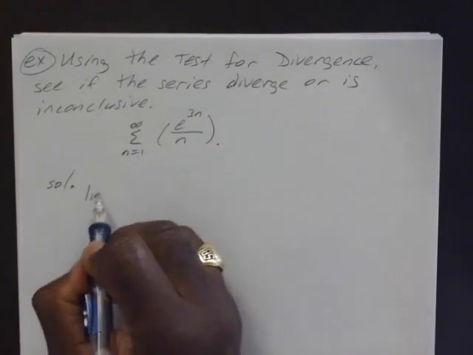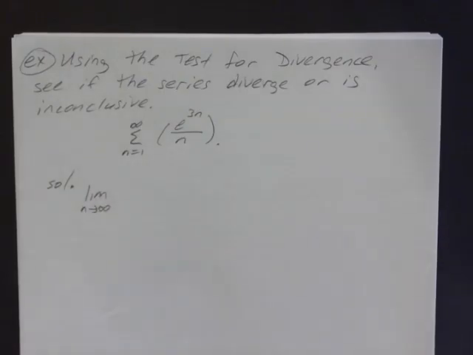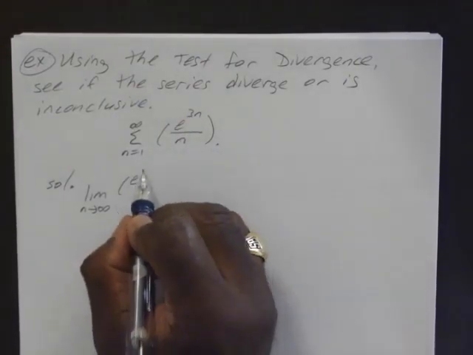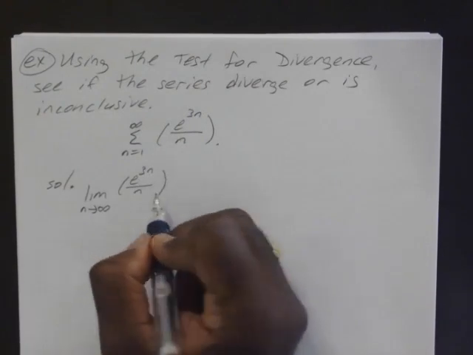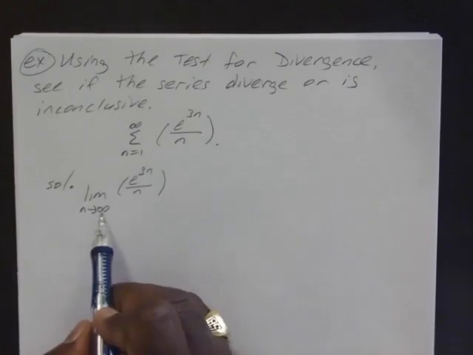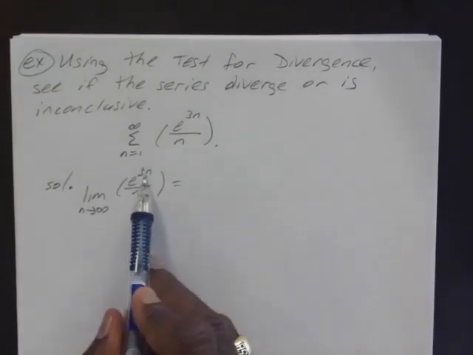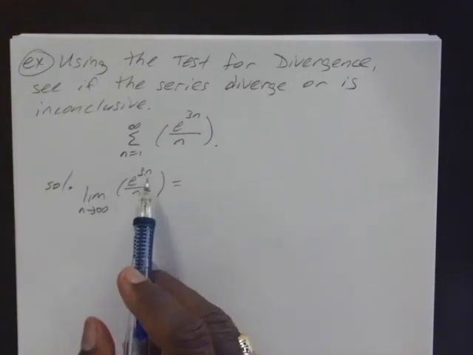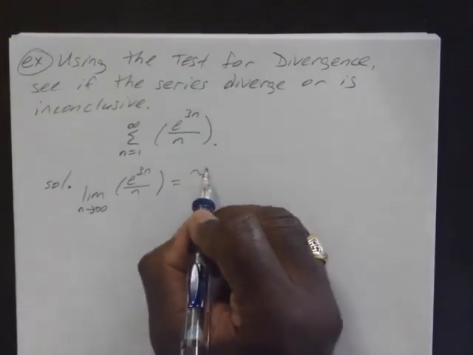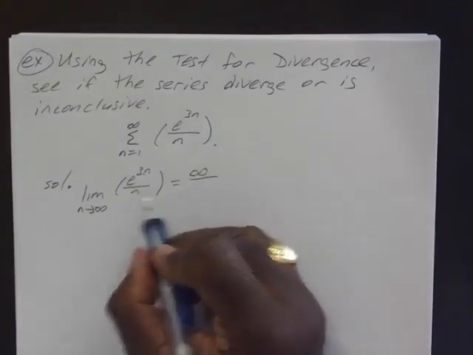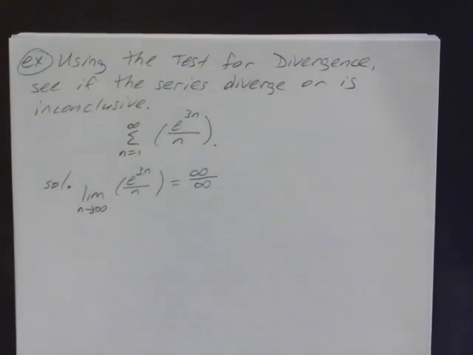Okay, so we want to take the limit as n approaches infinity of your series a sub n. So we're going to take that limit of e to the power of 3n divided by n. Okay, so we know if we plug in bigger and bigger values, our exponent, our numerator, is just going to keep getting bigger and bigger because the exponent is going to keep getting bigger. So it's just going to approach infinity. Same here in your denominator. As n gets bigger, it just gets closer and closer to infinity.